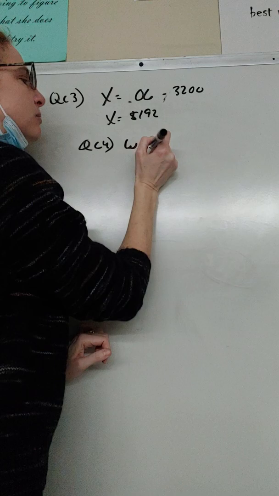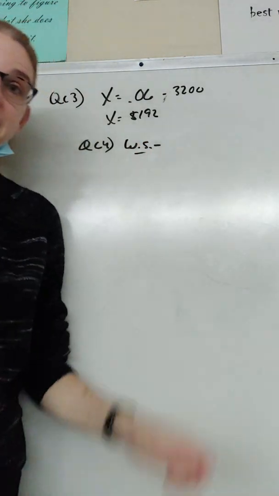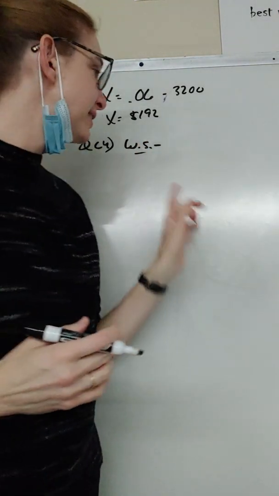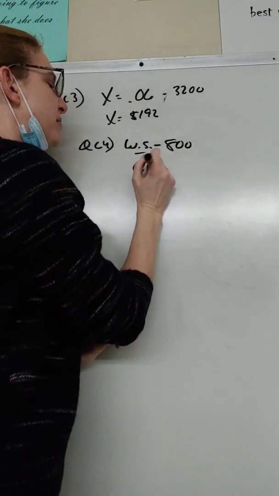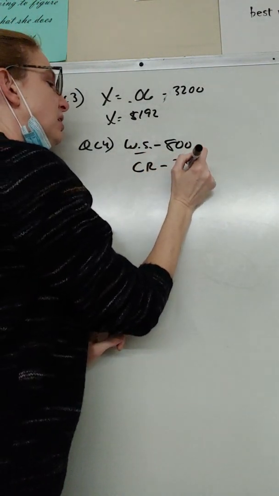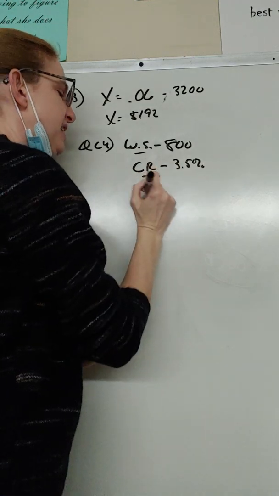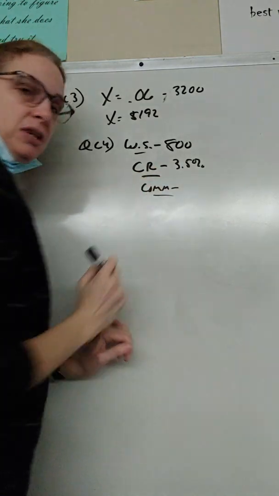Quick check 4. We have a weekly salary. I'm going to abbreviate this. I'm really trying to keep going. I know this is a long lesson, but for my kiddos at home, we really need to get all this in. Weekly salary of $800 plus a commission of 3.5%. So my commission rate, 3.5%. And how much did they sell on commission? It was $1,400.